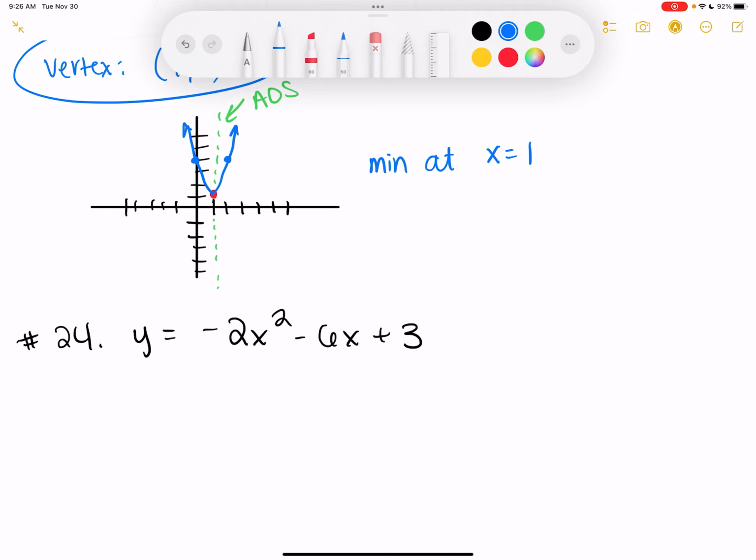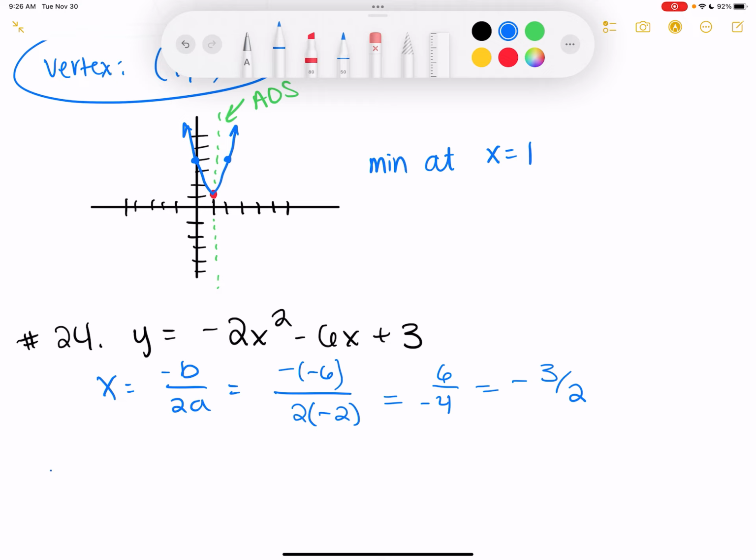Alright, so I'm finding the x point, which is negative b over 2a. So b is negative 6, so that's going to be negative times negative 6 over 2 times a is negative 2. So that's going to be 6 over 4, or well, 6 over negative 4, which is negative 3 halves. Okay, so that means that my axis of symmetry is at x is equal to negative 3 halves.